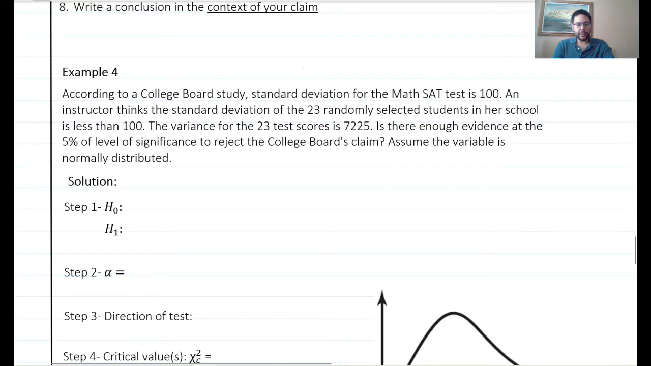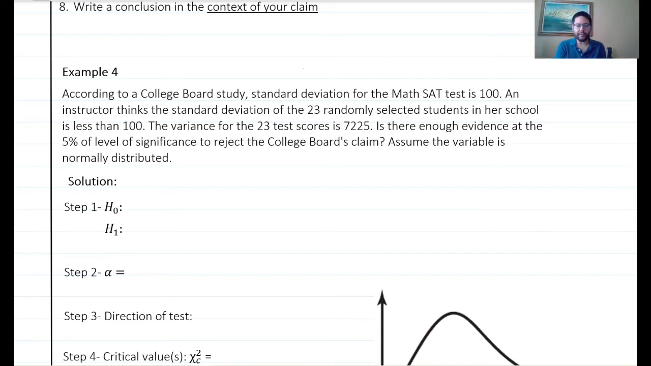An instructor thinks that the standard deviation of the 23 randomly selected students in her school is less than 100. The variance for the 23 test scores is 72.25. Is there enough evidence at the 5% level of significance to reject the College Board's claim? Assume the variable is normally distributed. So they give us variances and standard deviations here, so we have to be very careful, okay?